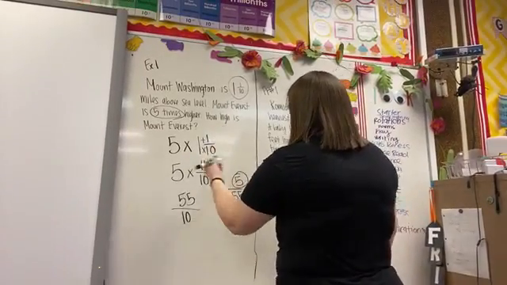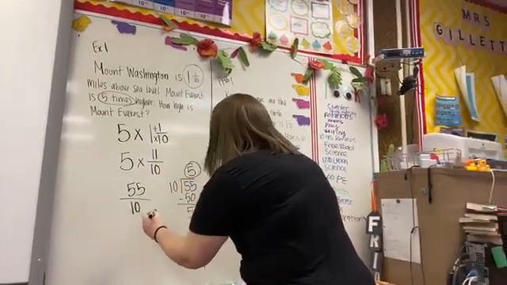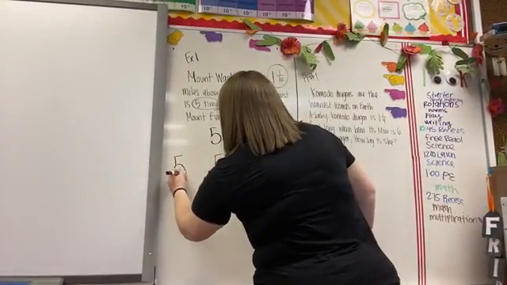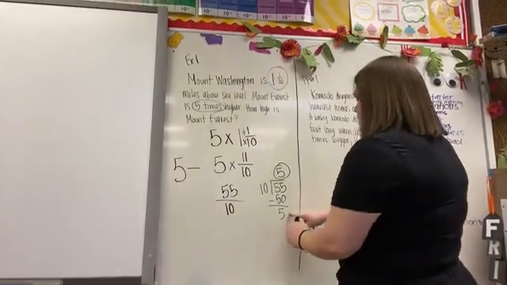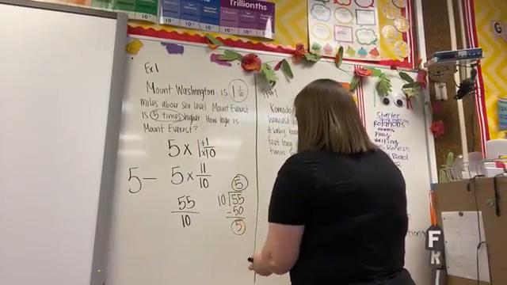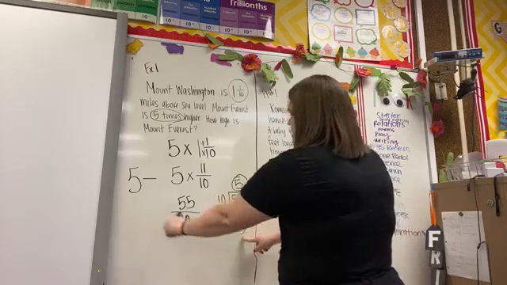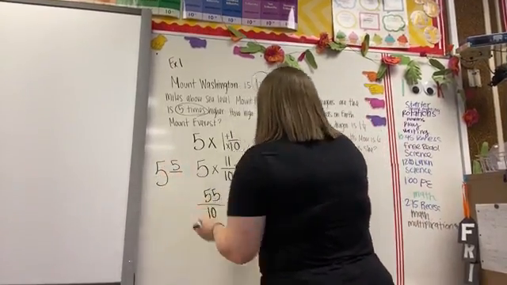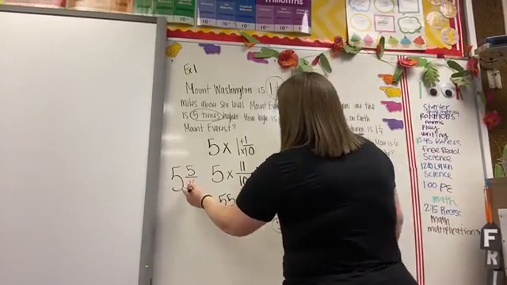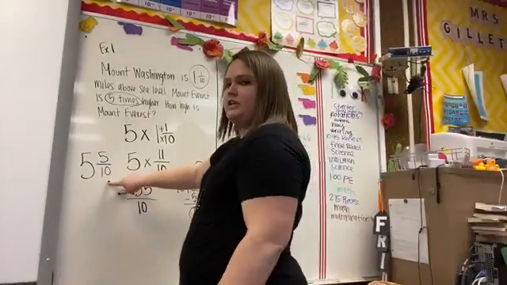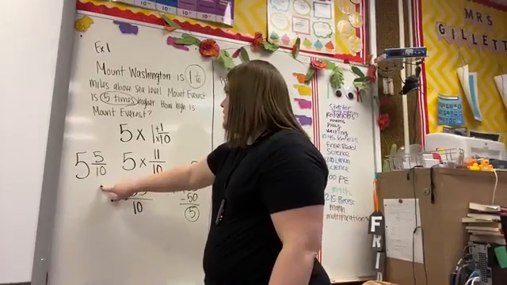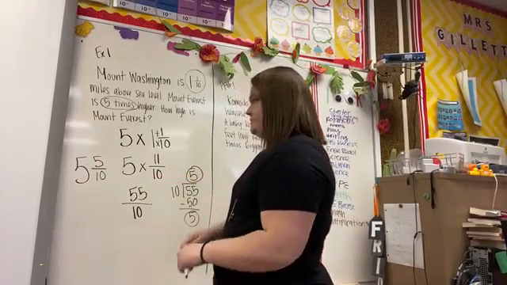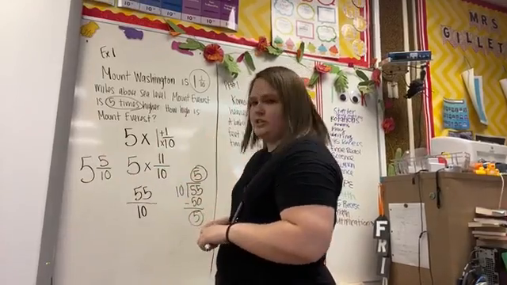So let's see, I'll write it right here. Can you guys see it? Okay, so 5, and then my fraction, I always take my remainder and put that on top. So my remainder was 5. So it's 5 over 10 because the denominator never changes. So Mount Everest is 5 5/10 miles high.